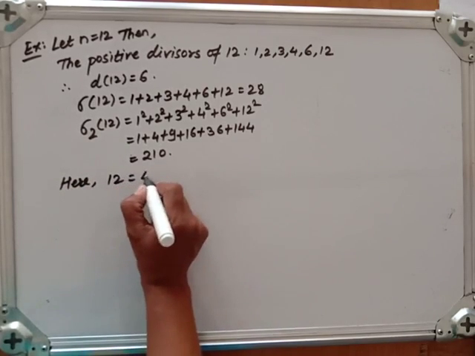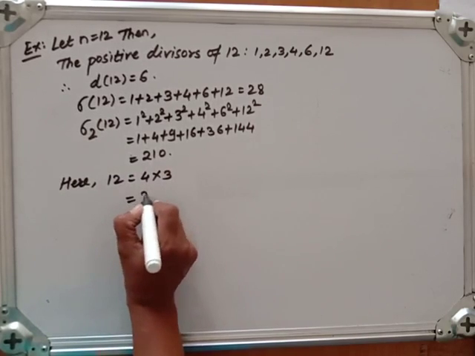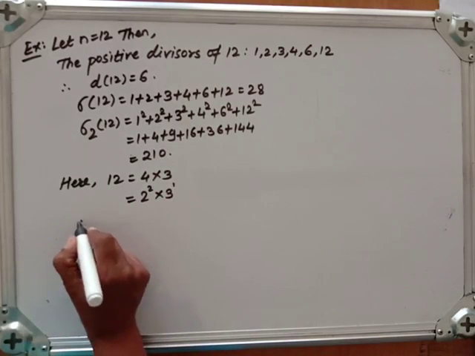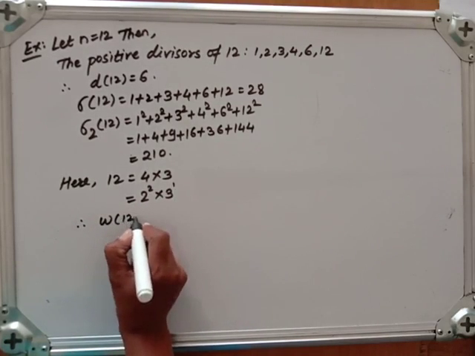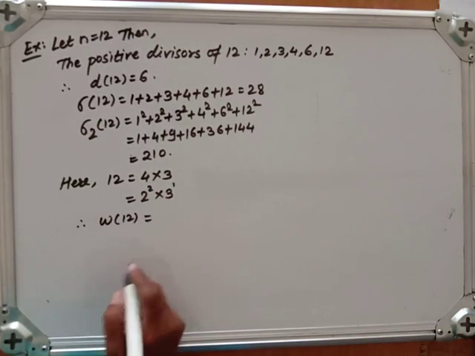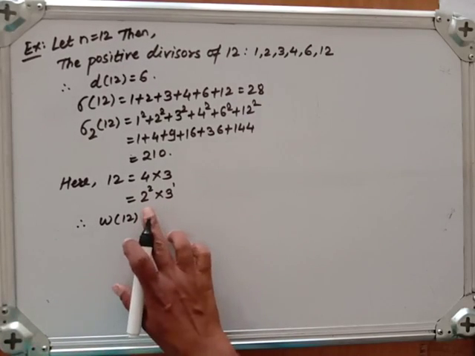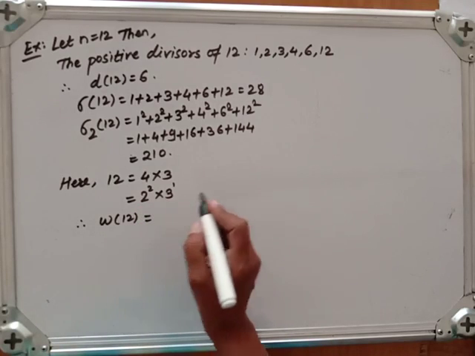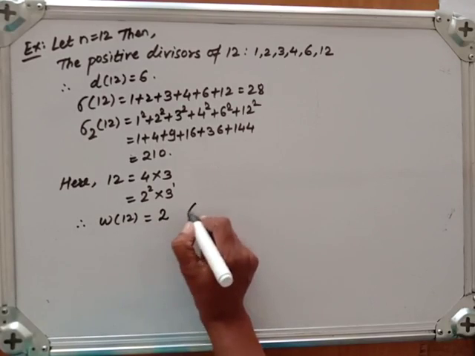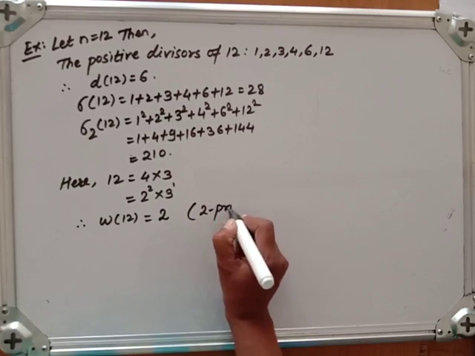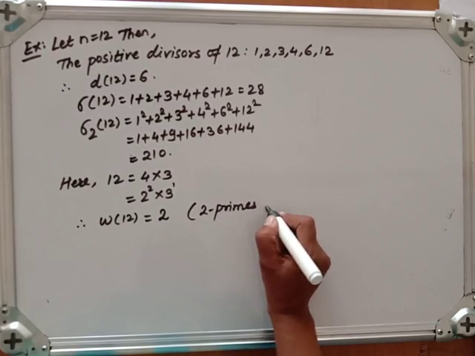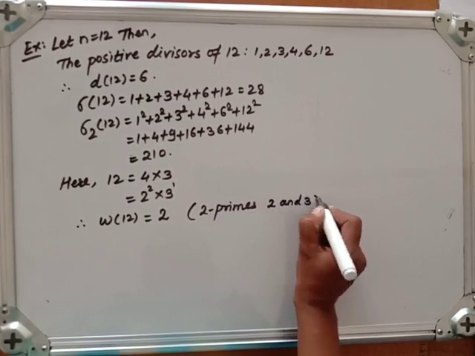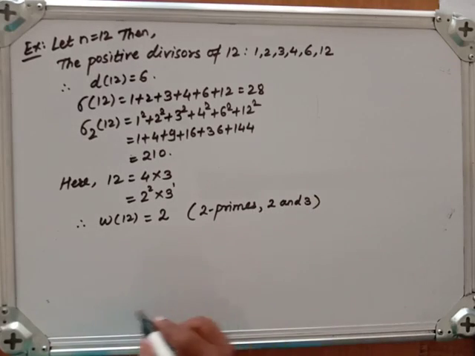Again, 12 can be written as 4 into 3, that is 2 square into 3 raised to 1. Therefore, omega(12) will be what? How many distinct primes are there? Only 2, that are 2 and 3. So 2 primes, 2 and 3, are there.